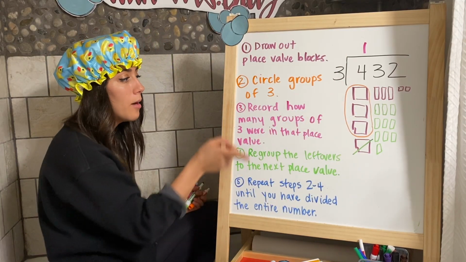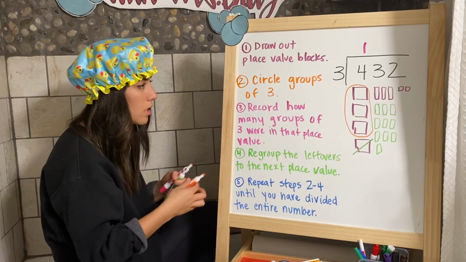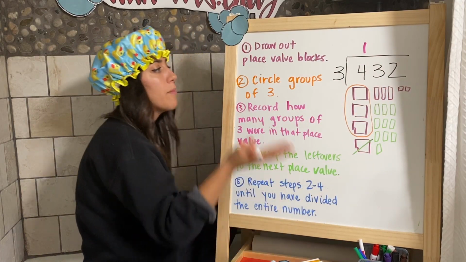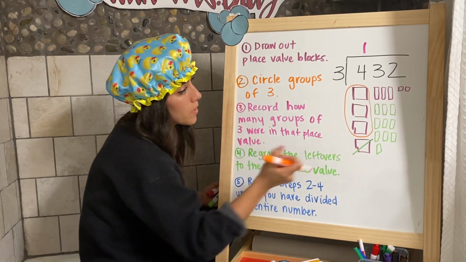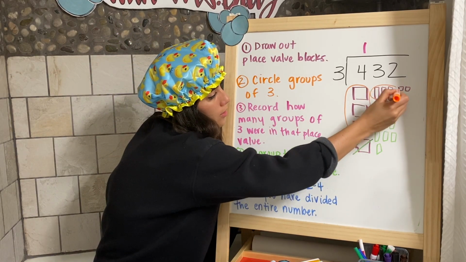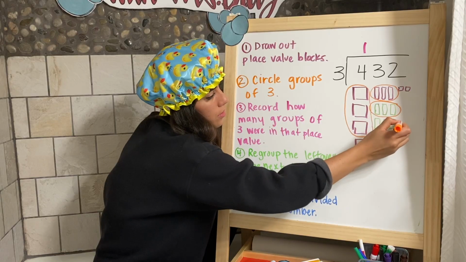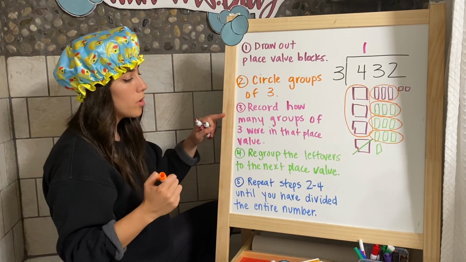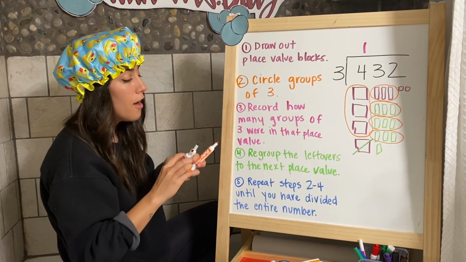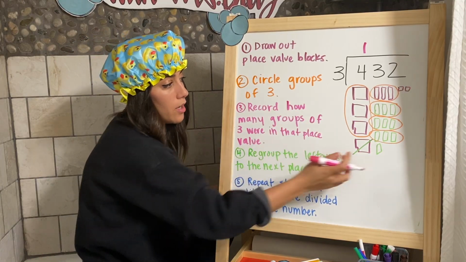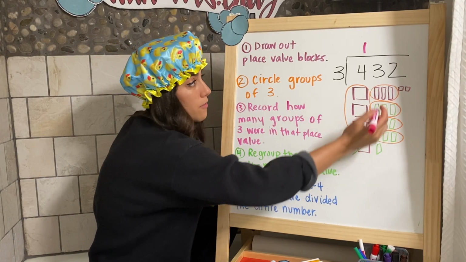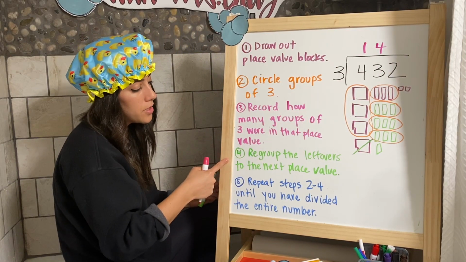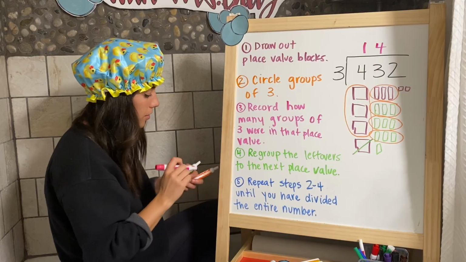I'm going to go back up to number 2. In my place value of 10s, I'm going to circle groups of 3. So I have 1, 2, 3, 4. Record how many groups of 3 were in that place value. I have 4 complete groups of 3. I'm going to record that. Regroup the leftovers to the next place value.